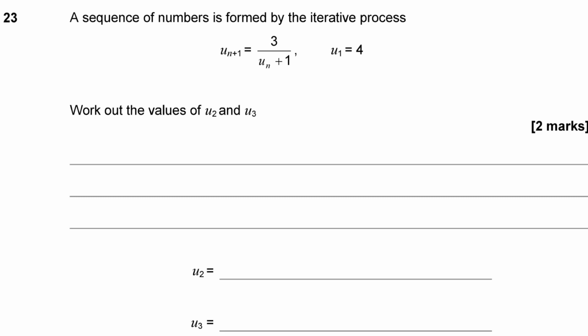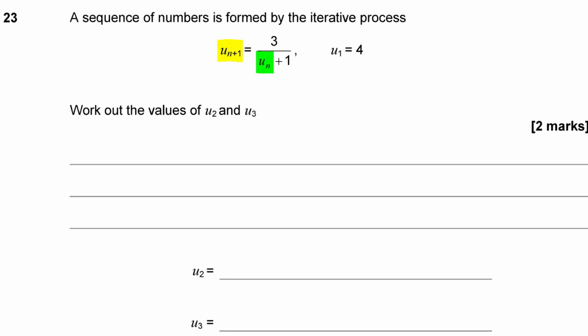Right, just before we get going, just note that this u(n+1) is not the same thing as this un plus 1 here. This u(n+1) is 3 divided by un plus 1. So we take our previous value un, we add 1 to it, and we divide 3 by that number, and that will give us our new value u(n+1).